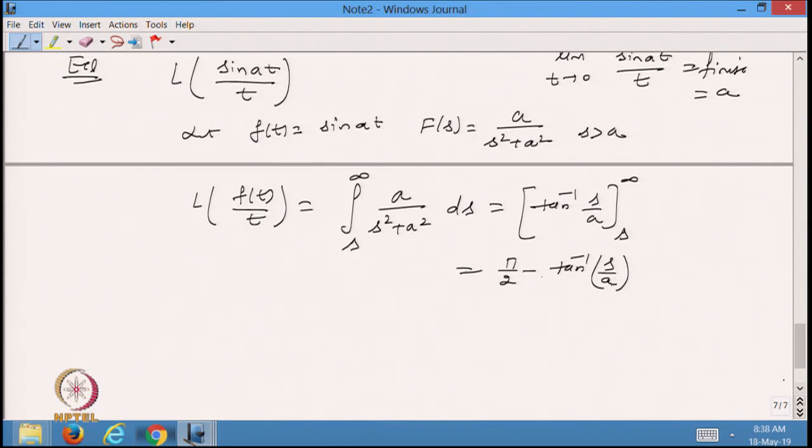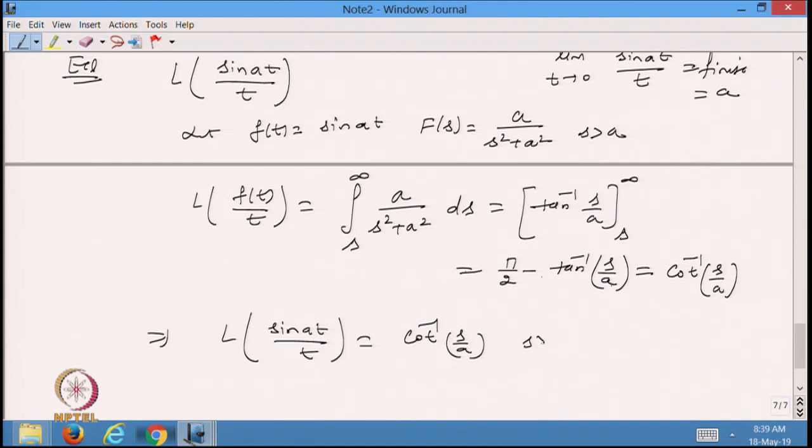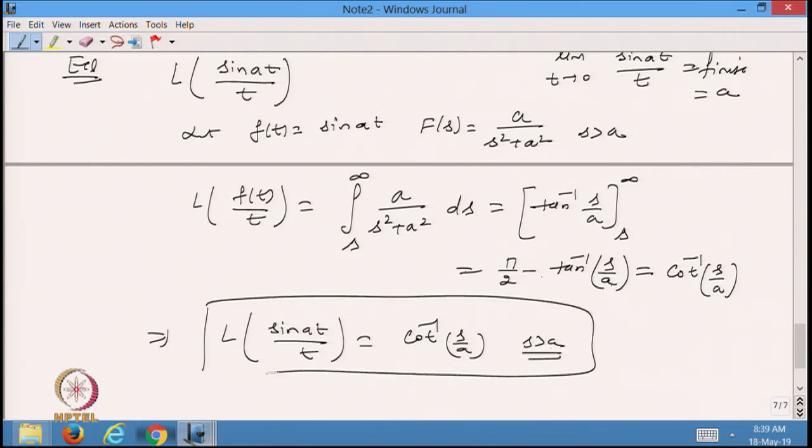So, this one if I solve further, then from here I can write that this is equal to cot inverse (s over a). So, that is the Laplace transformation. From here the Laplace transformation of sin(at) over t is cot inverse (s over a), provided s is greater than a. So, that is always there. So, this is my Laplace transformation.